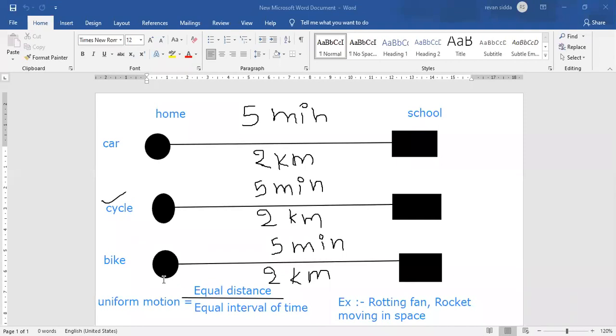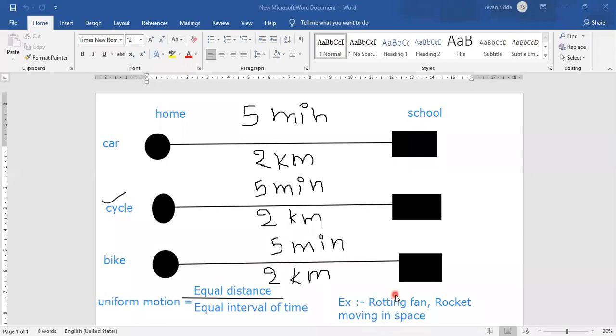Like the definition you need to write, and after that you need to write this: uniform motion equals equal distance divided by equal interval of time. After that you need to write an example, any example, so that you will get good marks. Understood, everyone?